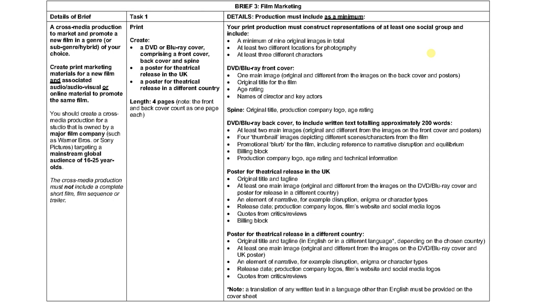Create print marketing materials for a new film and associated audiovisual material to promote the same film. You should create a cross-media production for a studio that is owned by a major film company, such as Warner Brothers or Sony Pictures, targeting a mainstream global audience of 16 to 25-year-olds. The cross-media production must not include a complete short film, film sequence or trailer.